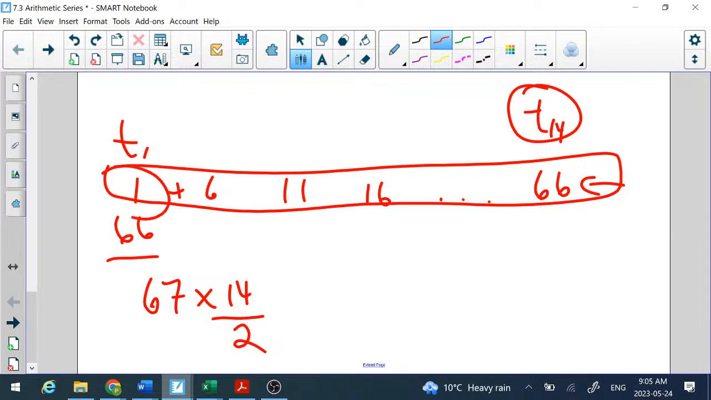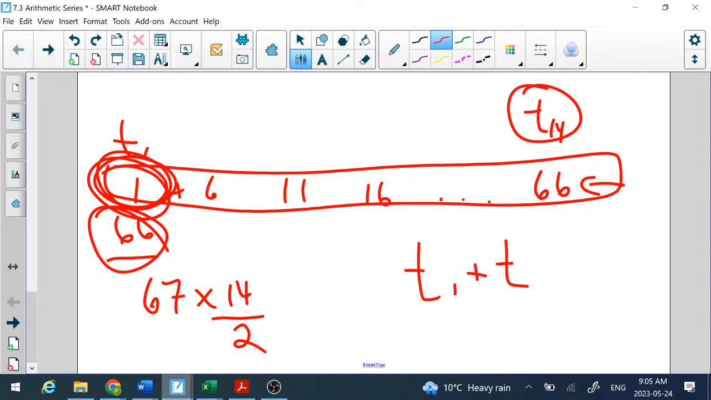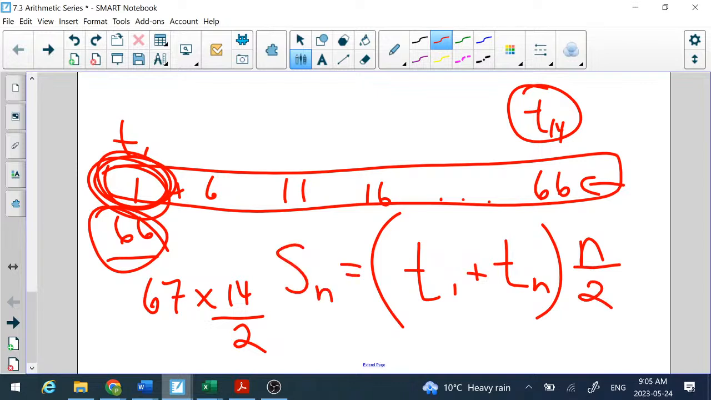So how do we write that? Well, this is the first term. What do we call the first term? T1. This is the last term. What do we call it? Well, be more general, because it's not always going to be 14 terms. Tn. So you take T1, and you add it to Tn, and then you multiply by n, and then divide by 2, and that right there is the sum of an arithmetic series. So here's the formula.